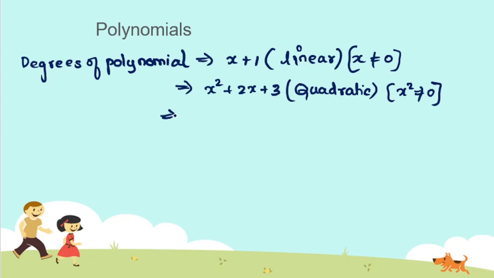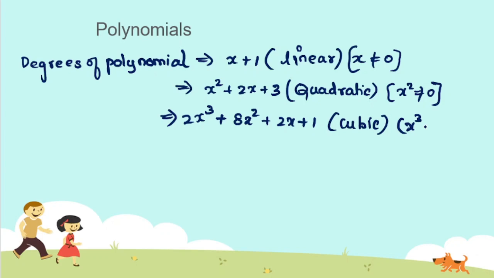Next, 2x to the power of 3 plus 8x to the power of 2 plus 2x plus 1. What is this? This is cubic, right? Here also your x cube is not equal to 0. So till cube, if you know, that is enough. What is degree of polynomial? We are just seeing the highest power. Clear? Till cubic it's enough.